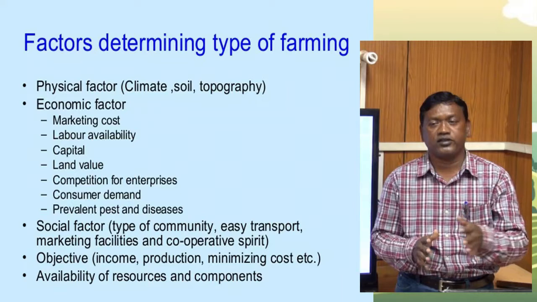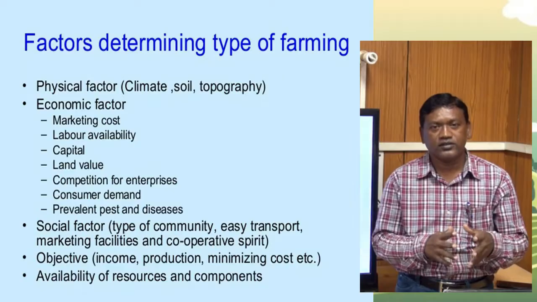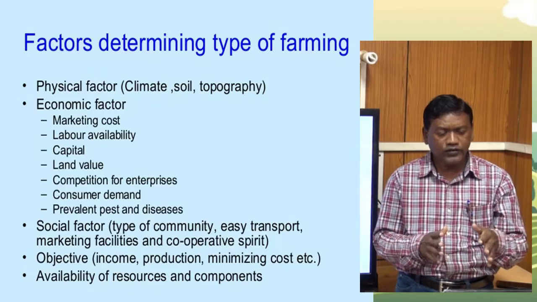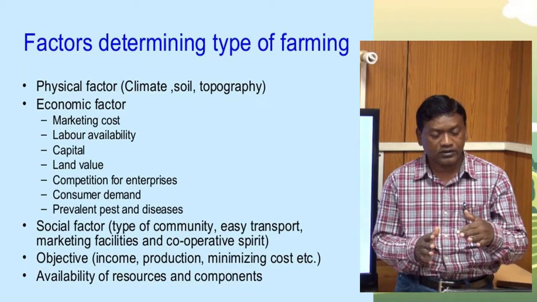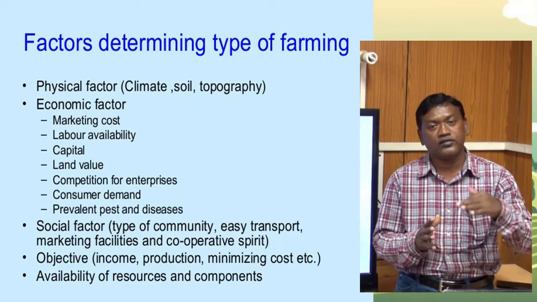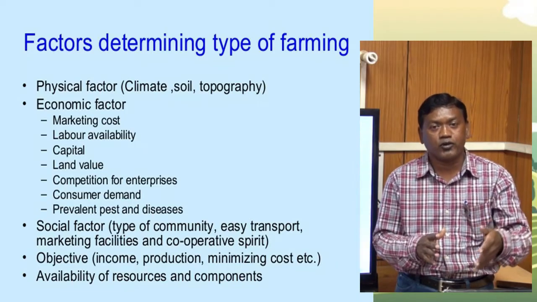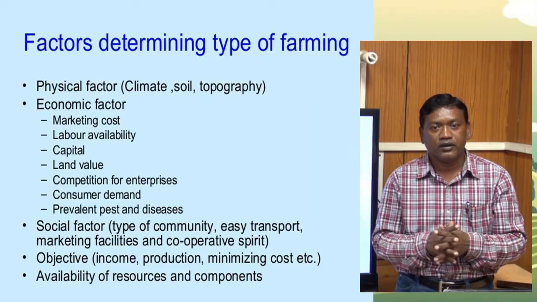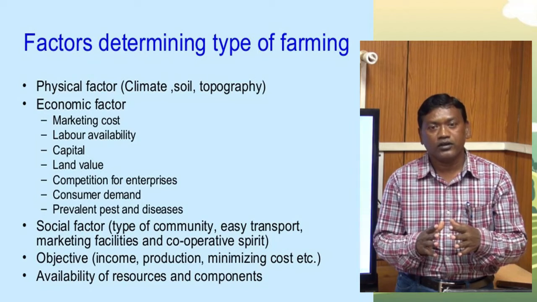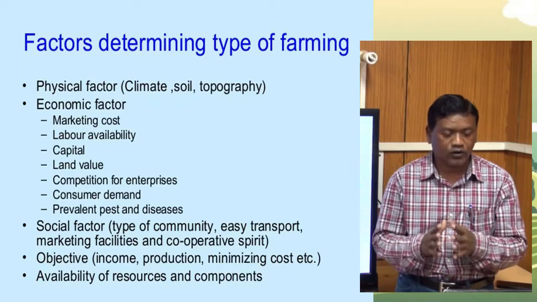And next, the prevalent pests and diseases. Pests and diseases are very important to control so that maximum yield or profit can be gained. So for diseases that are prevalent in the region, the crops susceptible to them should be stopped, or those types of crops should be grown which have more tolerant capacity.